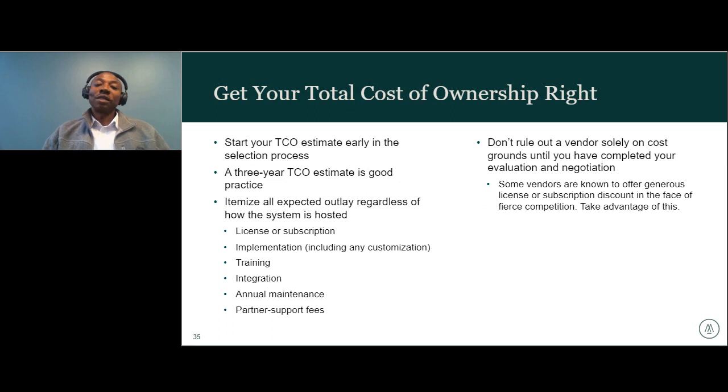Finally, make sure you get your total cost of ownership right. You want to start your TCO estimate very early in the selection process. A 3-year TCO estimate is good practice. And in doing that, you want to itemize all expected outlay, regardless of how the system is hosted: the license cost, implementation cost, training, integration cost, annual maintenance, and post-implementation partner support fees.